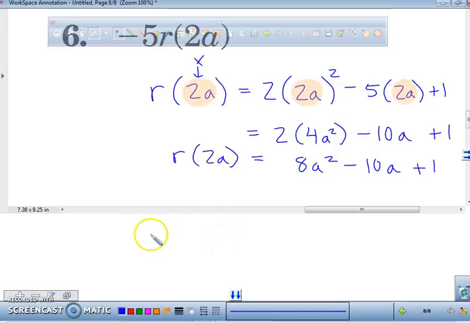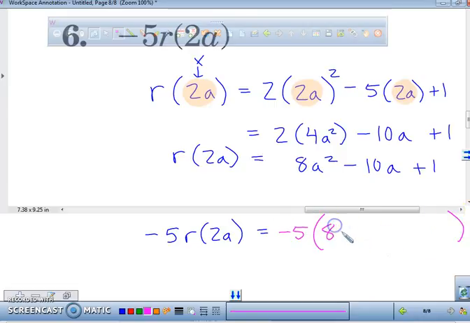So right now, we're going to evaluate negative 5 times r of 2a. So the very final step is you're going to take a negative 5 and multiply it times the expression you got for r of 2a. And this will be your final answer. A negative 40a squared, a positive 50a, since a negative 5 times a negative 10 is a positive 50. And then a negative 5 times a 1 is simply a negative 5.